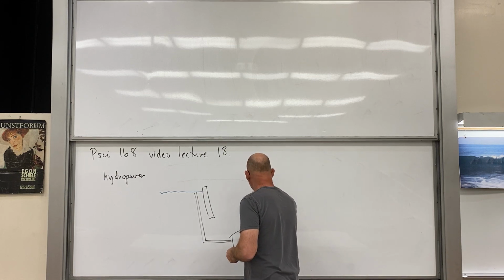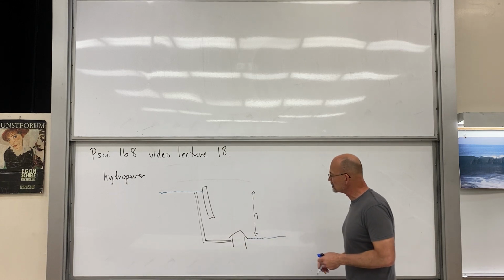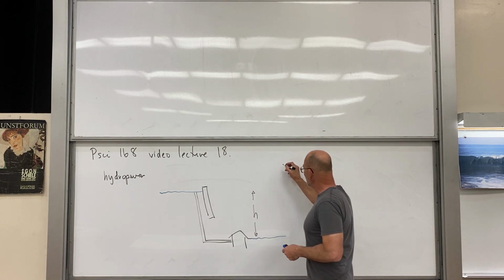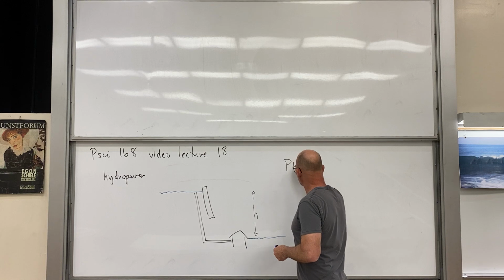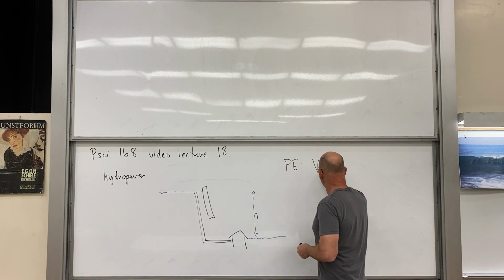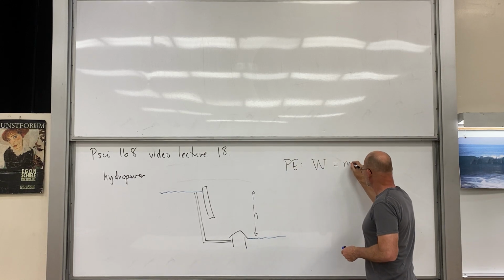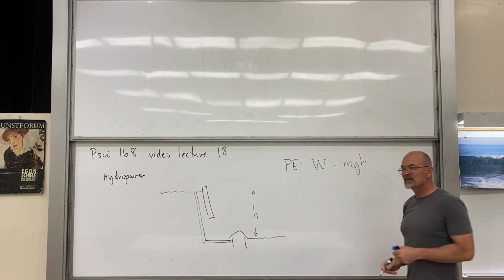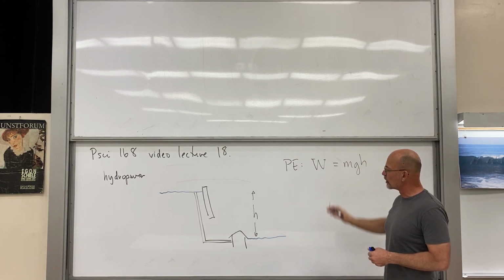potential energy. Okay, the elevation difference, H, of course we remember potential energy is simply M times G times H. So we've actually done some work along those lines.